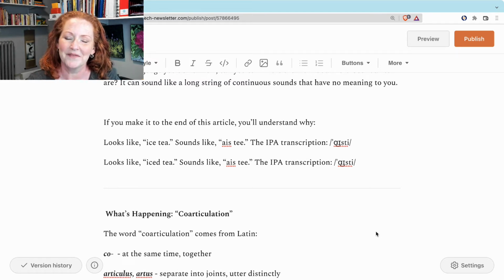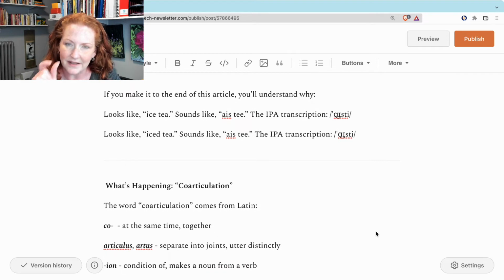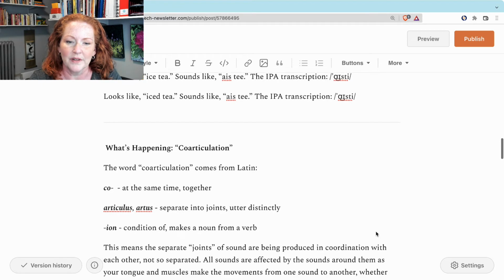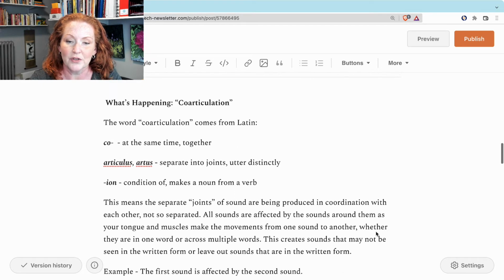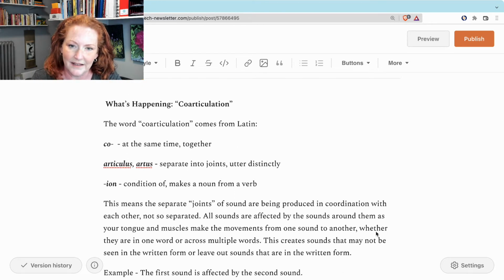So, the word co-articulation is coming from co, meaning together and at the same time, and articulus, meaning to separate into separate joints. So the -tion just makes it a noun. So what is really happening is that these separate joints of the words are being connected.